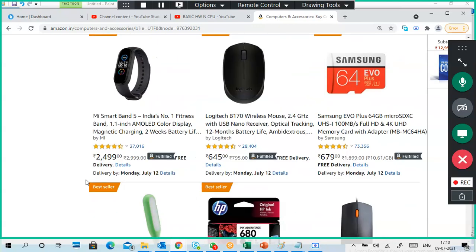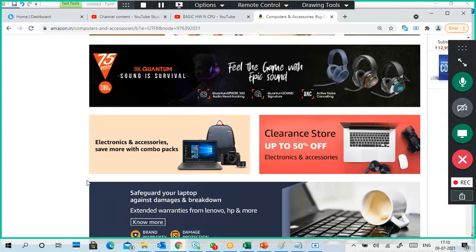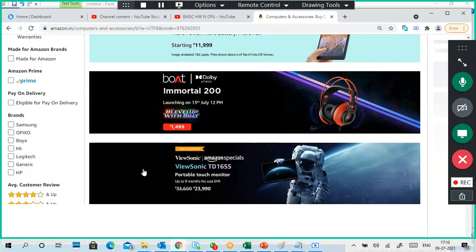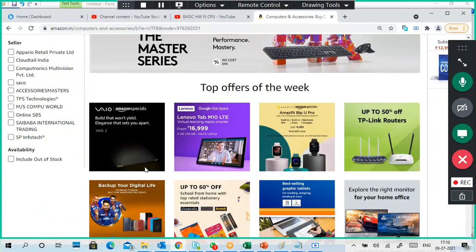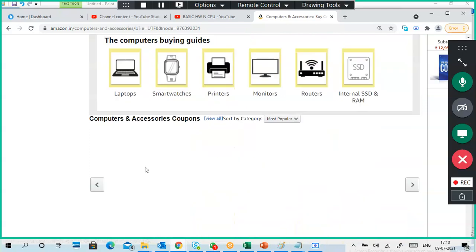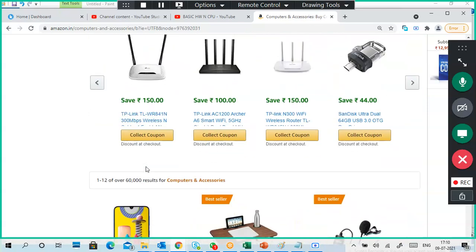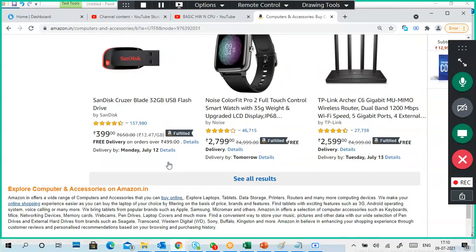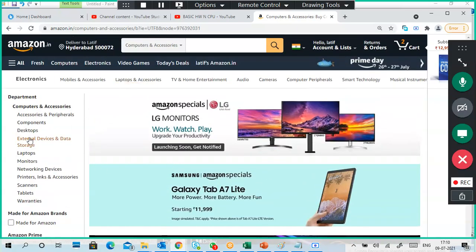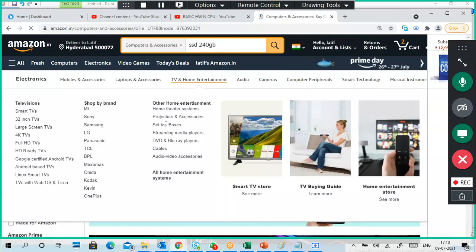Why is it showing so many things? I said only SSD. Still it is showing nonsense, not SSDs. I click on SSD specifically and it is not showing SSDs. See, no SSDs here. What happened to this Amazon? I want SSD 240 GB.